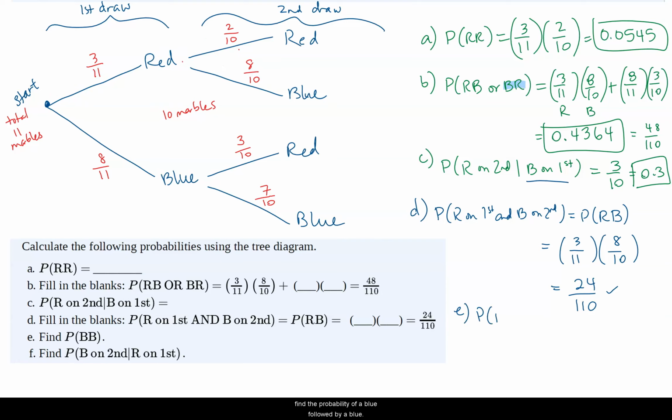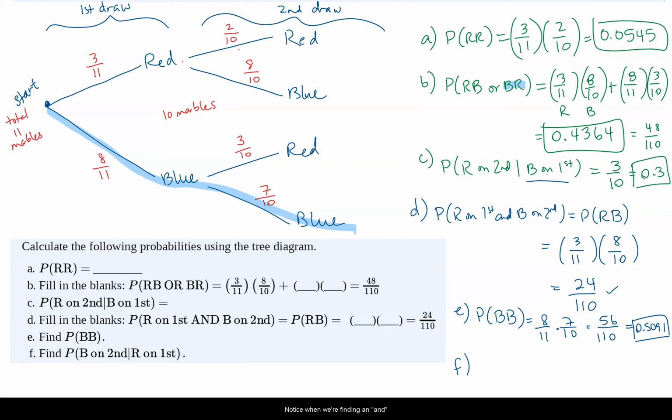E, find the probability of a blue followed by a blue. Blue and blue. Again, following the blue branch, blue and blue, we're going to multiply those together. 8/11 times 7/10 turns out to be 56 over 110, which is 0.5091. It's 0.5090909, the 09s repeat forever, but we can just end at 0.5091. And that's our probability for 2 blues.